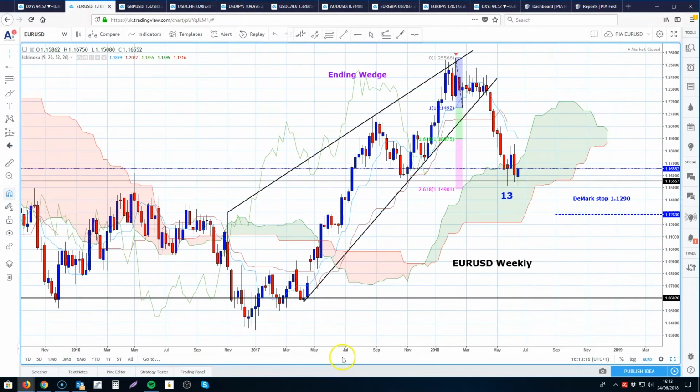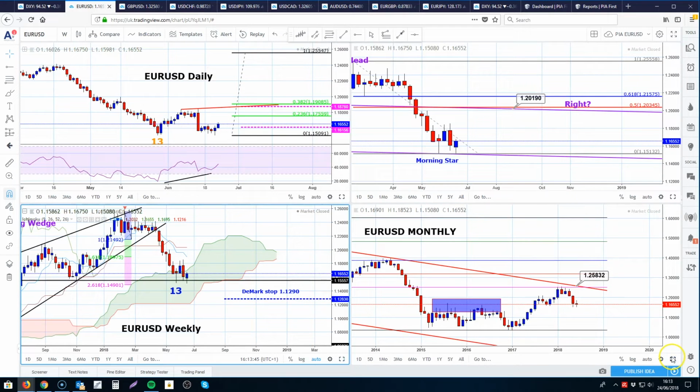If we go to the weekly chart, we've posted a DeMark 13 on the weekly chart. That's often an indication that the current trend is coming to an end, and we should at least see a correction to the upside. Now the DeMark stop, which I actually highlighted here, is projected at 112.90. So we don't really want to be looking at taking long trades with stops down at those levels. But we've also got a 261.8% extension here, which is located at 114.90.